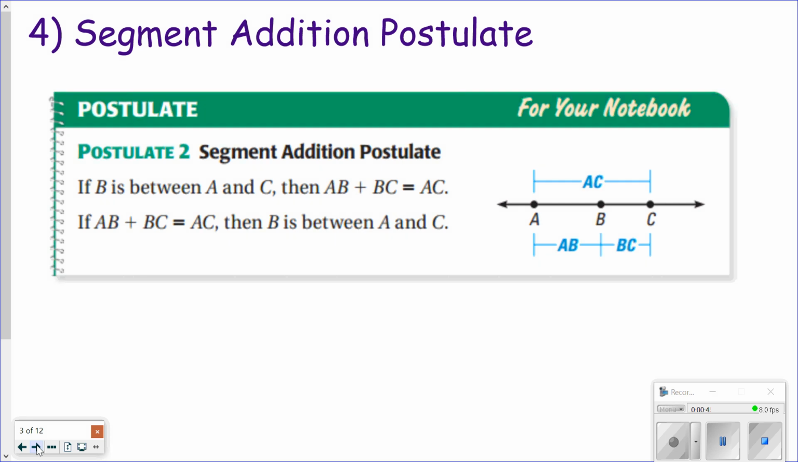Segment addition postulate. If B is between A and C, then we know that AB plus BC is equal to AC. If you look at your diagram here, you will see that. So if AC is our entire segment, then the bits of AC, which are AB and BC, if you add those two parts together, it will create the entire segment AC.